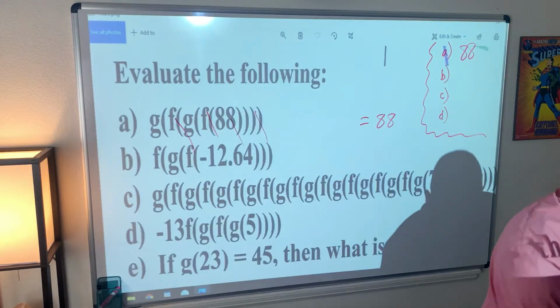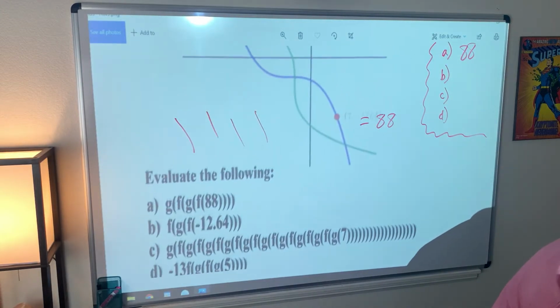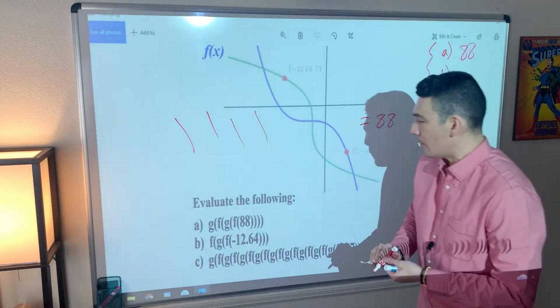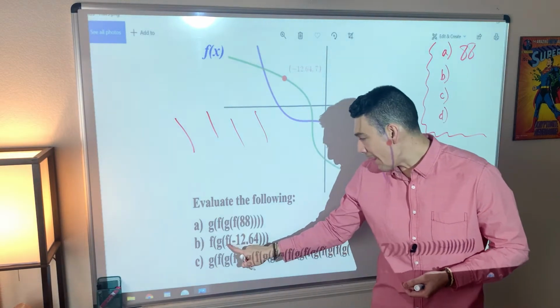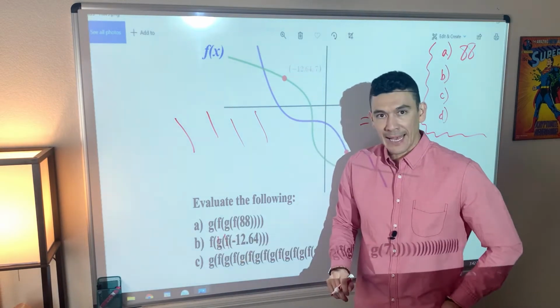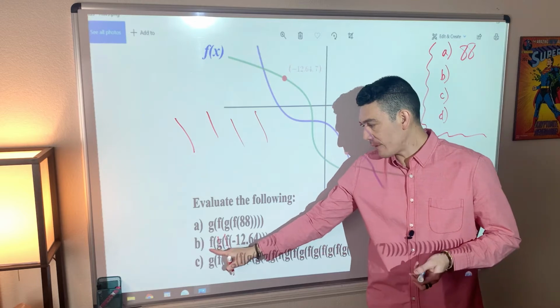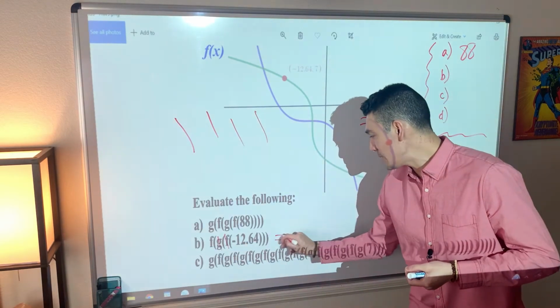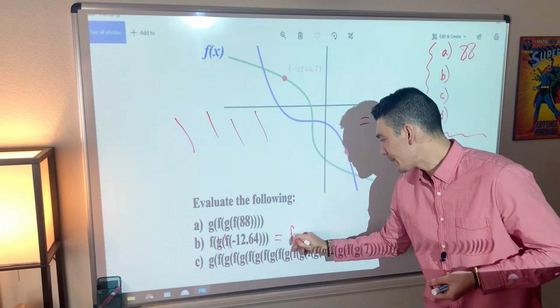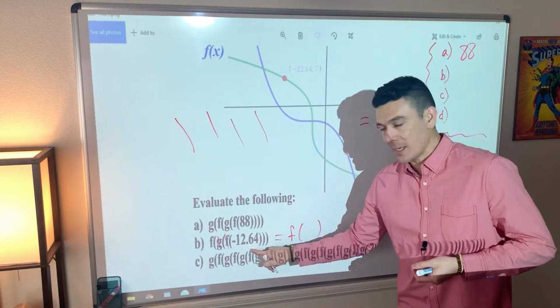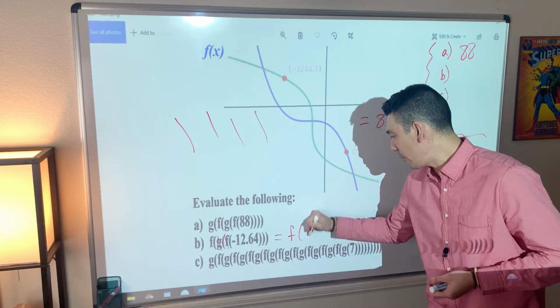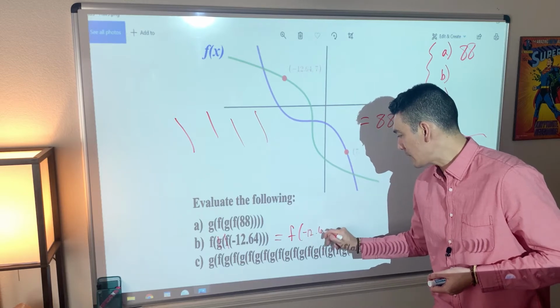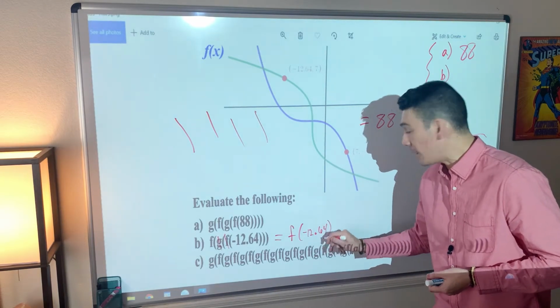So let's see. Let's knock out whatever we can knock out. So we know that we have f and g, they knock out. But there is still an extra function f left over, and we must respect it. So that's why this would equal f evaluated at the same number, negative 12.64. So negative 12.64. And now we rely on the diagram.